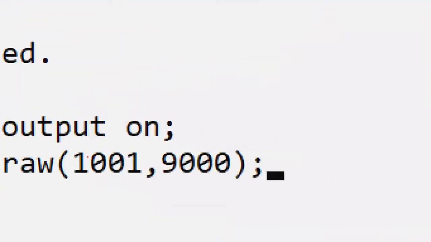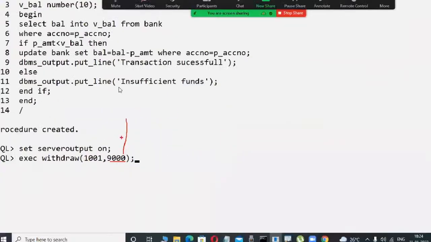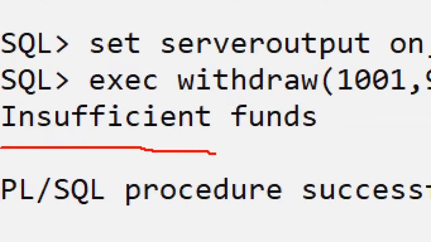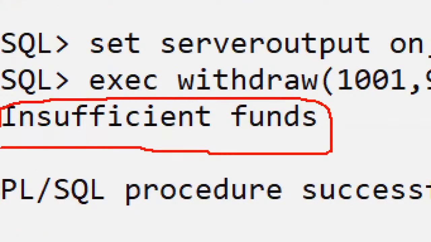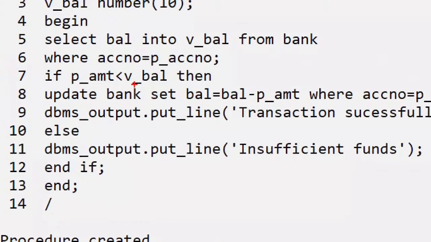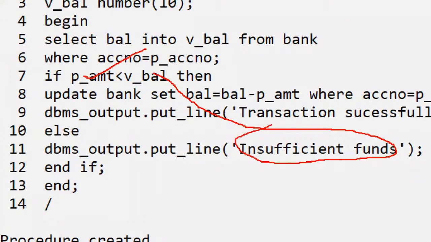Now, my account number is 1001, but I try to withdraw how much amount? 9,000. I try to withdraw it because I'm writing this program. Is it possible to withdraw 9,000? No. So now it will give a message, insufficient funds. It will display the message, or not? How is it possible? This coding is executed, whatever I'm writing is executed. Your amount is more than the available balance. That's why insufficient funds only. It will display the message. Yes.